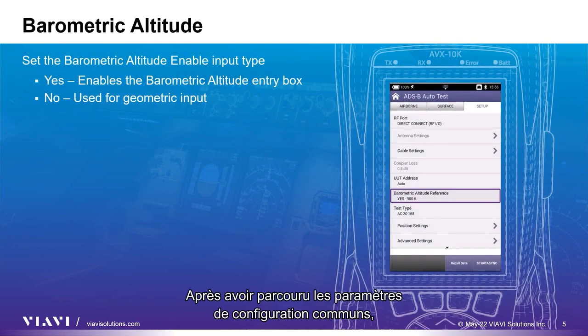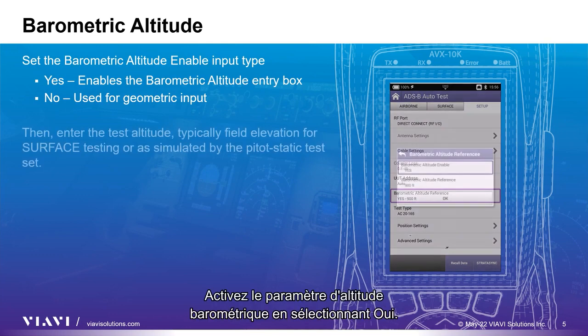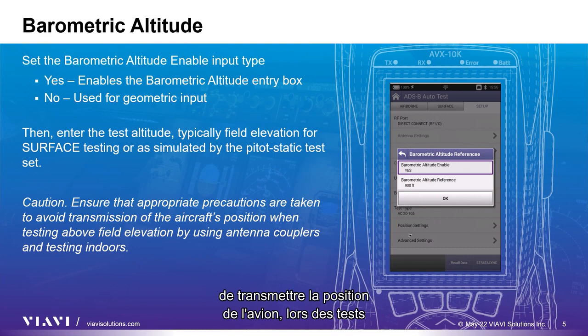Once you have gone through the common setup parameters, enter the Barometric Altitude reference. First, enable the Barometric Altitude setting by selecting Yes. Select No if using geometric input versus barometric input. Then, enter the test altitude, typically field elevation for surface testing or as simulated by the pitot-static test set. Caution: ensure that appropriate precautions are taken to avoid transmission of the aircraft's position when testing above field elevation by using antenna couplers and testing indoors.